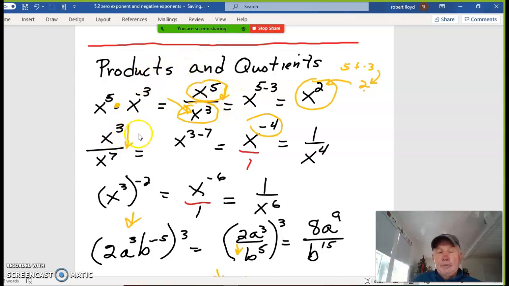In our next example, x is our common base. 3 divided by 7 means we subtract. So x to the 3 minus 7 is x to the negative 4. And we have to change its position to make it positive.